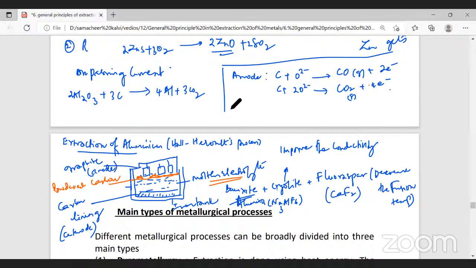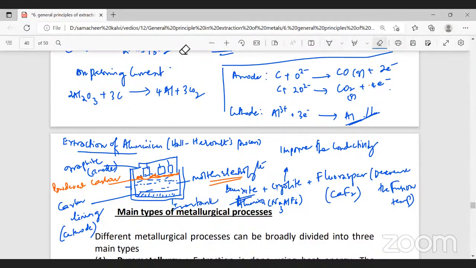Now at the cathode, what happens? The cathode is the negative electrode. Aluminum ions move towards the cathode. These aluminum ions accept 3 electrons and get reduced to form Al. So this is the reaction which takes place in the Hall-Heroult process. At the cathode, aluminum ion is reduced to aluminum. Just go through this Hall-Heroult process.